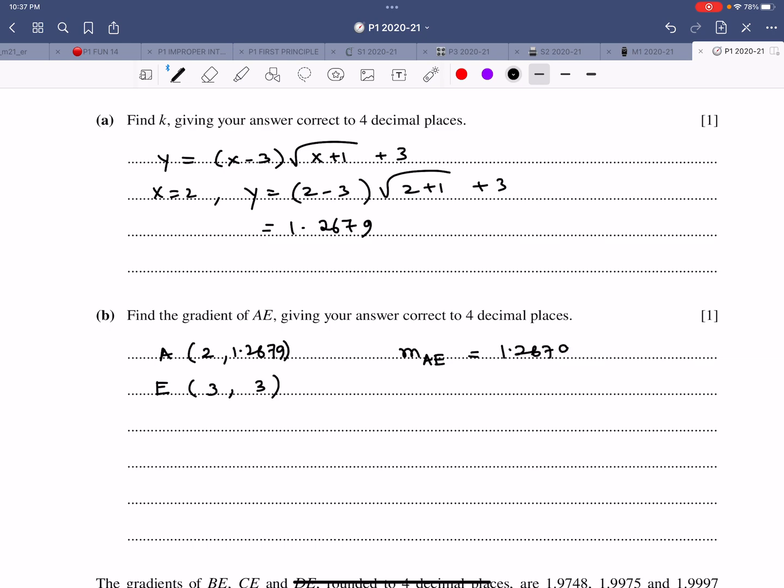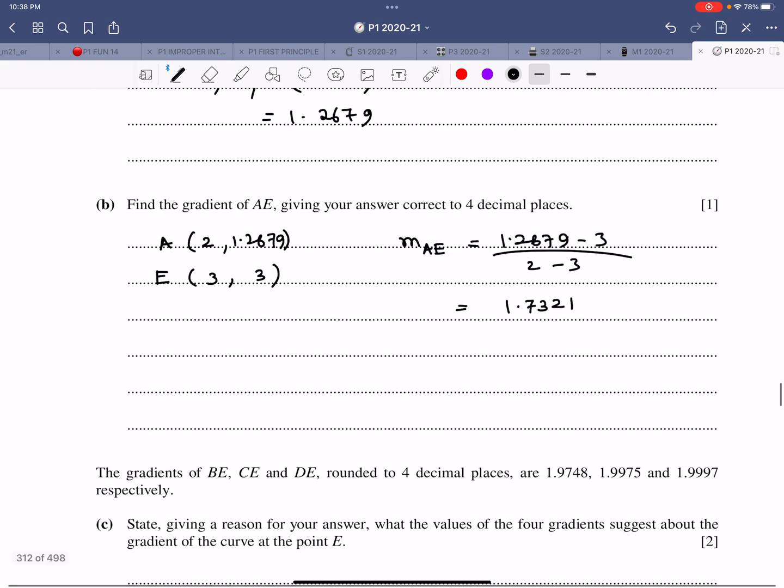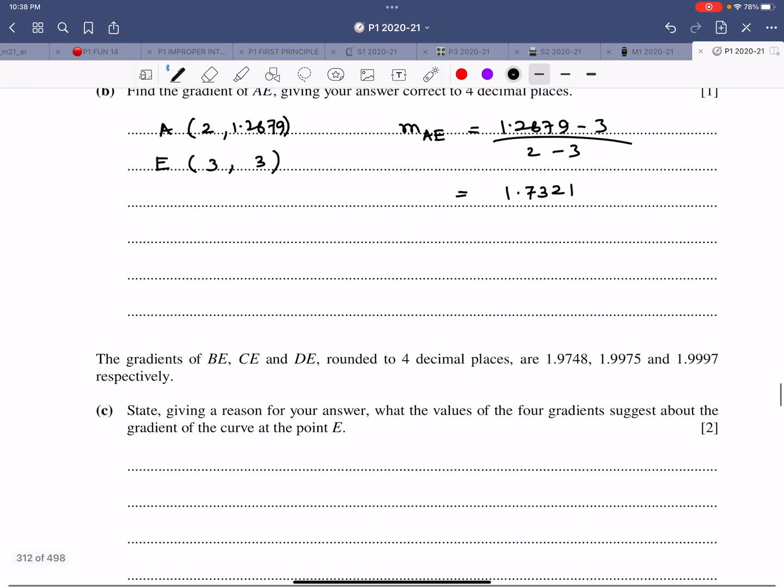1.2679 minus 3 divided by 2 minus 3. So therefore this comes out to be 1.7321. The negative and the negative cancels. Now what does it say? The gradients BE, CE, DE are such and such.